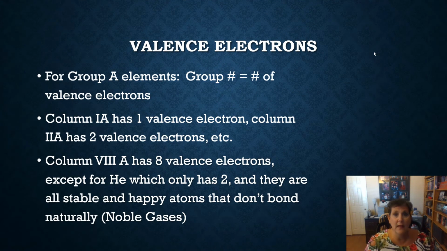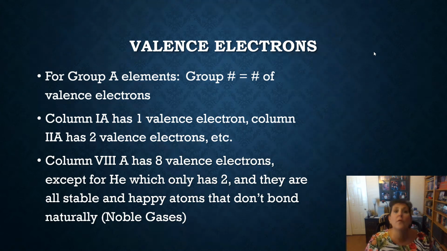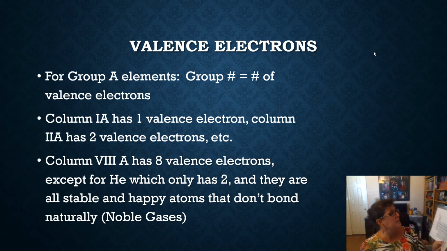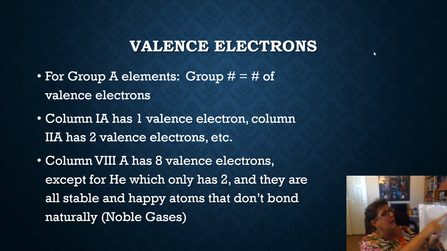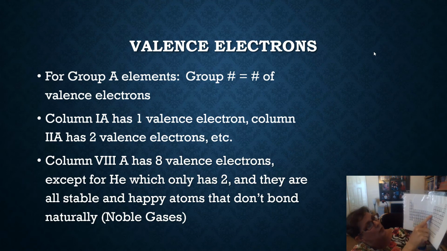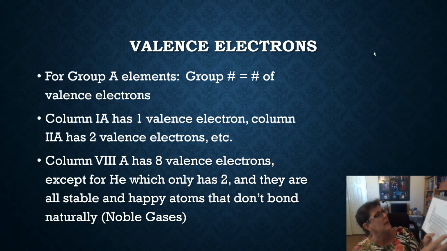So valence electrons. To figure out how many valence electrons an atom has, you simply go to the top of that column and look at the Roman numeral for the A groups. So when we look at our periodic table, the A groups are the ones that reach up high. So up here, this section here is the B groups, and we're not going to talk about them much at all, the B group elements. So again, the A groups are the ones that are up here.